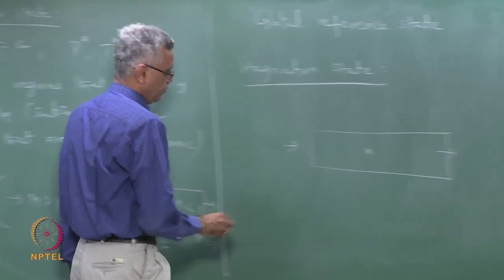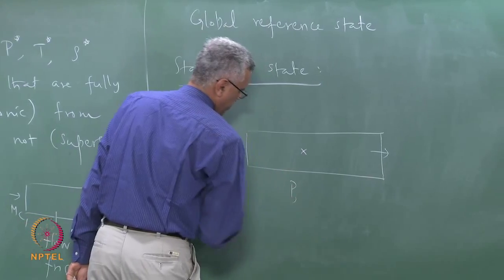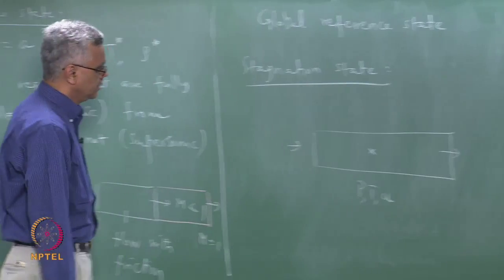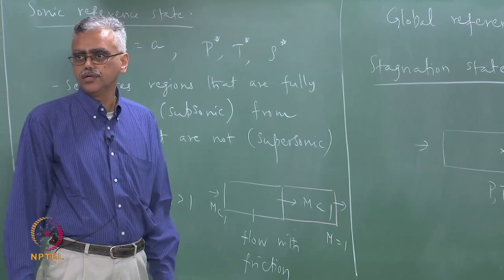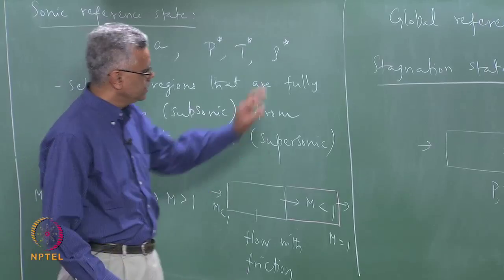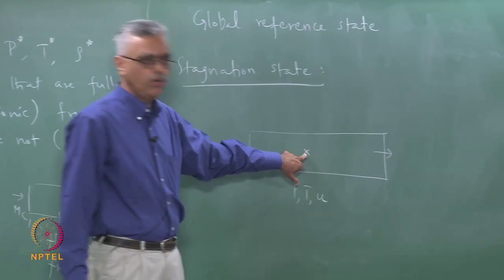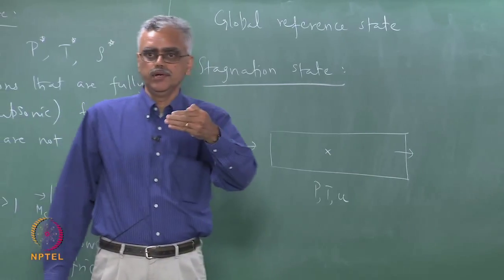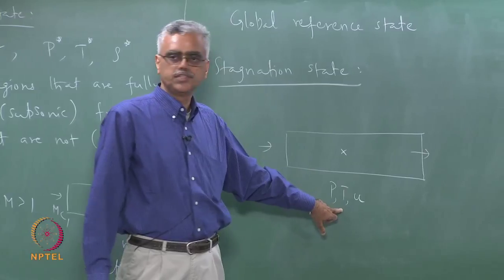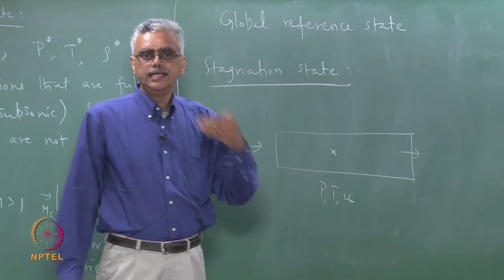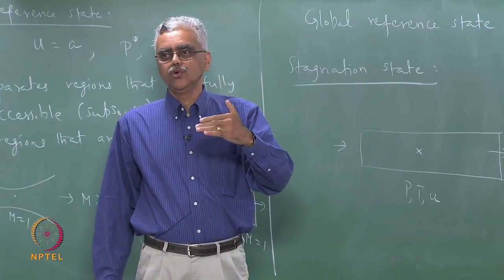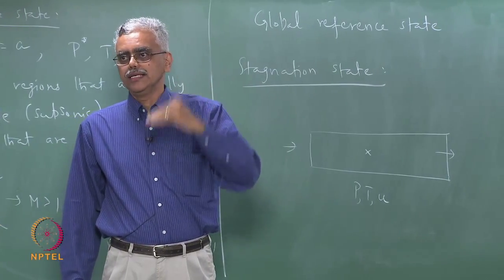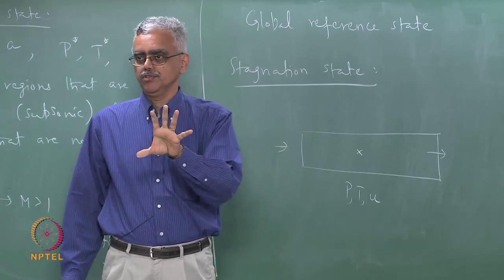At this point in the flow field, the pressure is P, the temperature T, velocity U, and density can be calculated from the equation of state at this point in the flow field. Now the stagnation state at this point in the flow field is defined as follows. So we carry out an imaginary experiment where we take the fluid in this state and we decelerate it in an isentropic manner to a velocity of 0. So we decelerate it to velocity 0 in an isentropic process. This is an imaginary process.